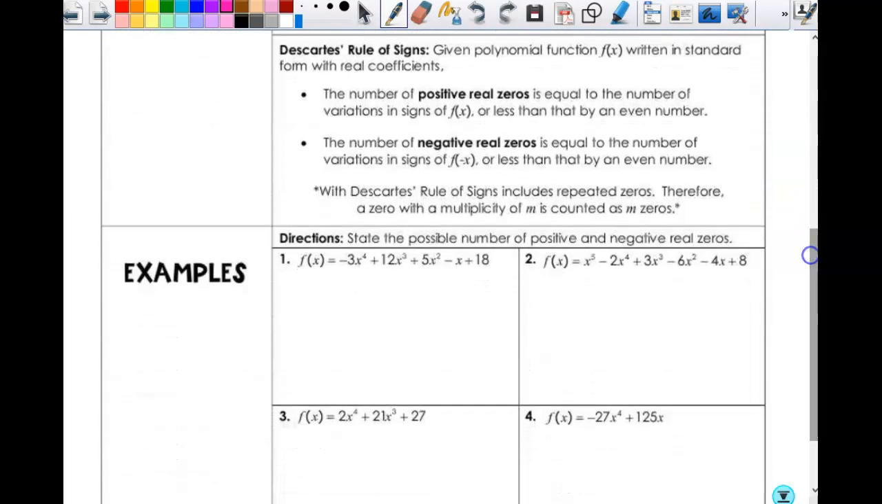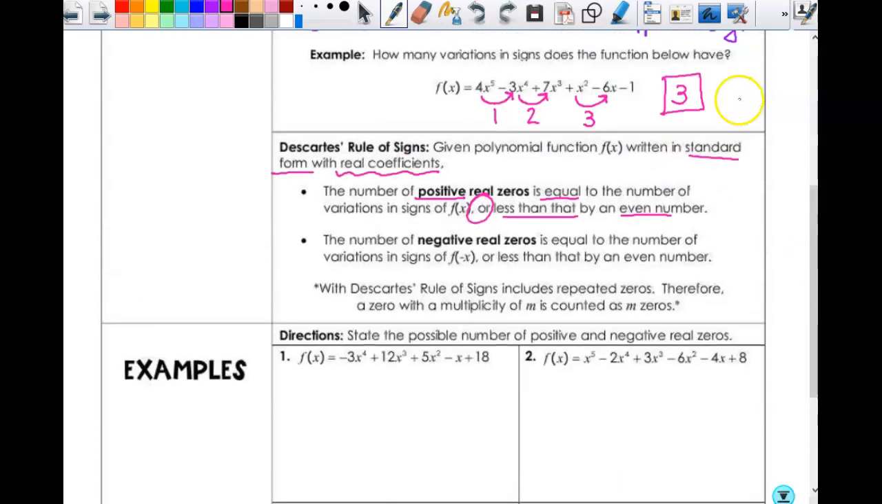So Descartes' rule of signs says, given a polynomial function f of x written in standard form with real coefficients, the number of positive real zeros is equal to the number of variations in signs, or less than that by an even number. So up here we got 3, so it's 3 or 1. Those are the only options because it's this or less than, where I subtract an even number. So if it was 7, it could be 7 or 5 or 3 or 1.